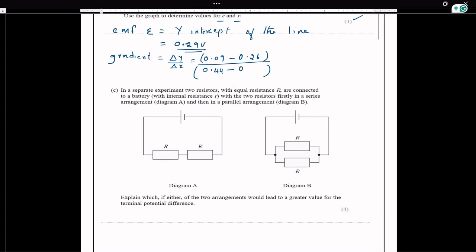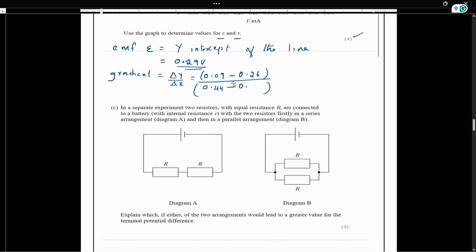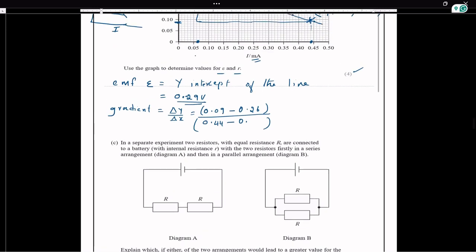It's not 0.46, it's 0.06. So 0.06 times 10 to the power of negative 3. On calculation, it is giving a value of approximately 405 ohms. But the gradient is negative R. The gradient is negative. So this is the number it is giving, 405.